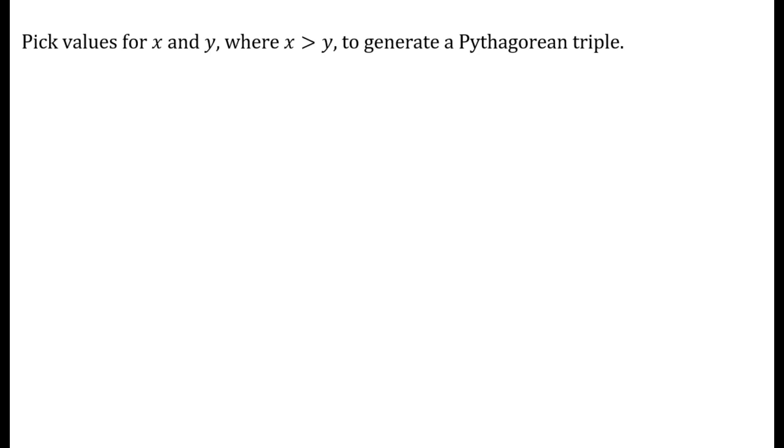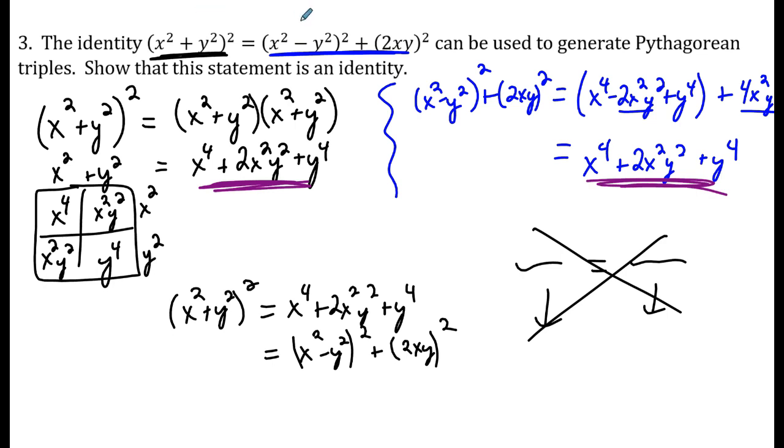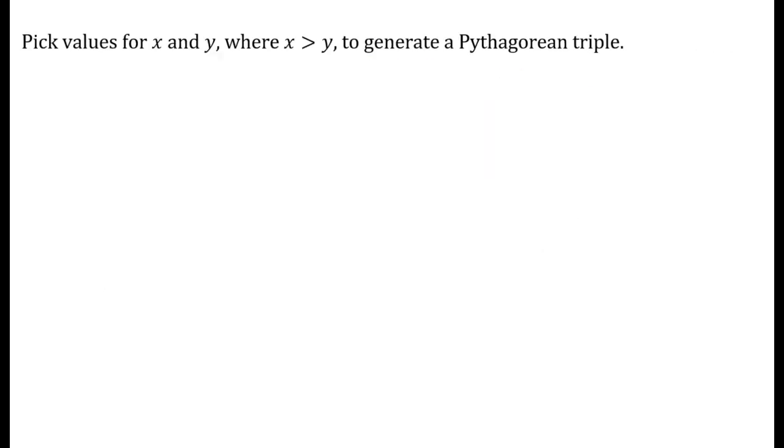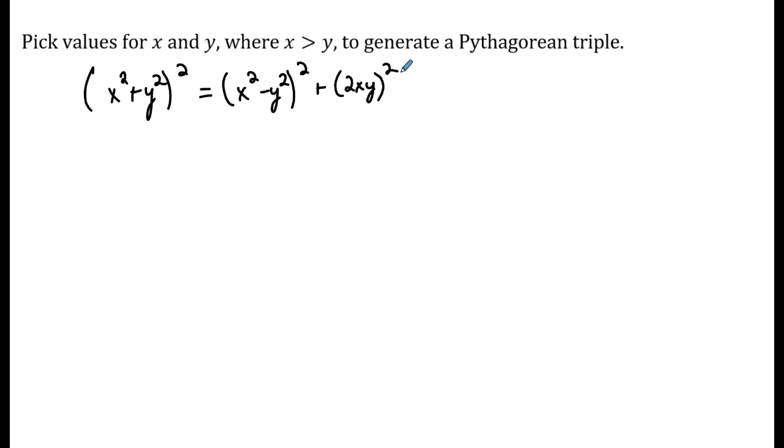Pick values for x and y where x is bigger than y to generate a Pythagorean triple. Well, this is kind of like a squared plus b squared equals c squared. So let's pick values for x and y to get a Pythagorean triple. So let me just rewrite that identity on this page. Equals x squared minus y squared, squared, plus 2xy squared. So I need to pick any x and y where x is bigger than y. So maybe let's do 3 and 1. Why not? Let's see what identity we get here.